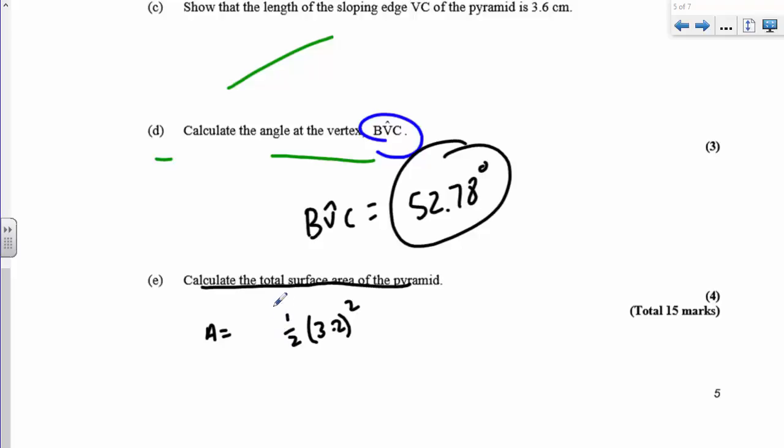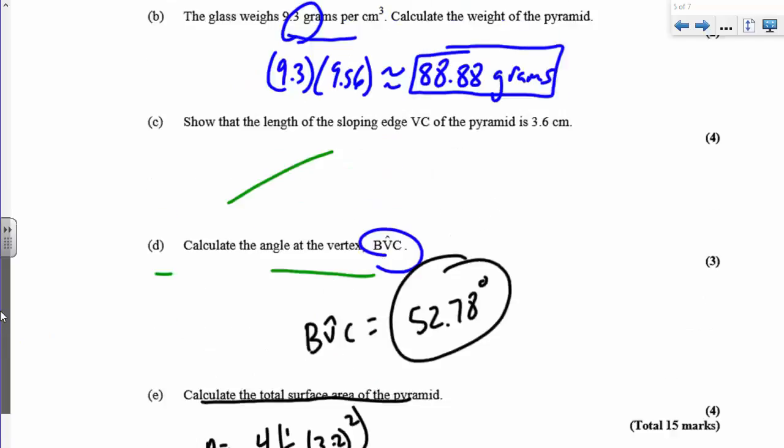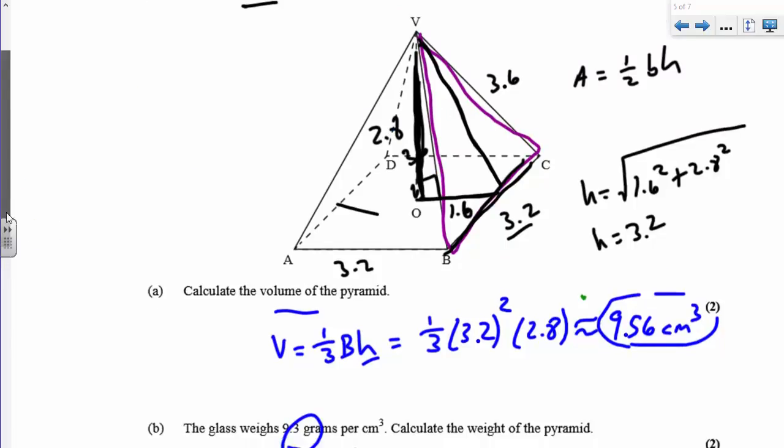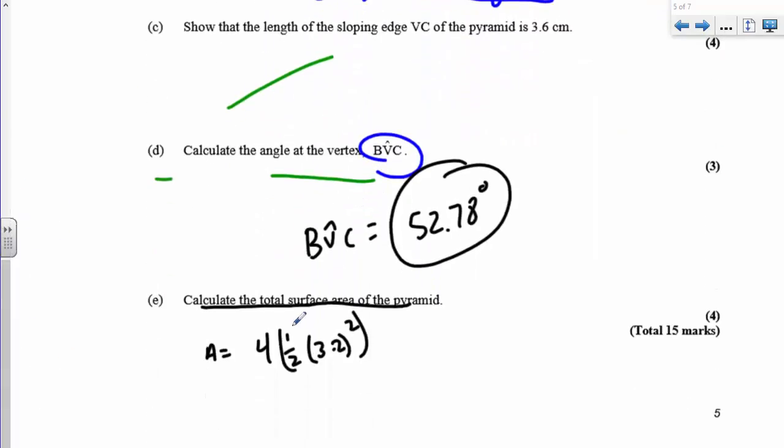We have 4 faces like that, though, so we're going to have to multiply this by 4 to account for every triangle. Keep in mind, I have a face here, and a face on the back, and a face here, and all that good stuff, right? So we have 4 of them. If I multiply 4 by half, what I actually get is 2. So I got 2 times 3.2 squared, which is basically all of the triangles.